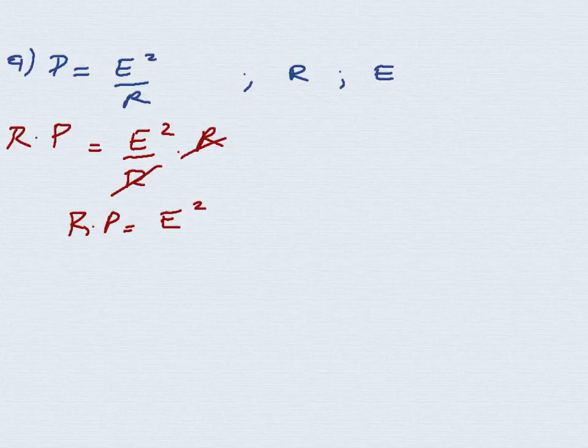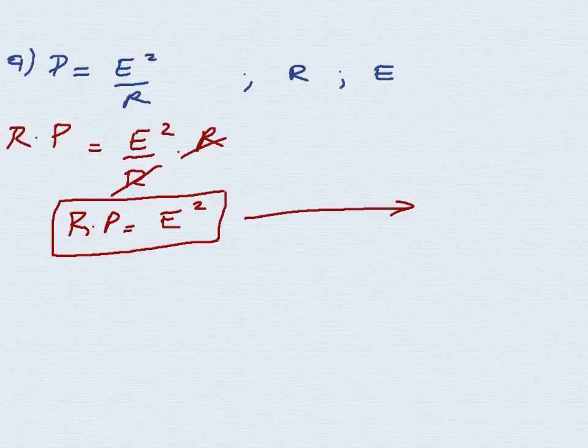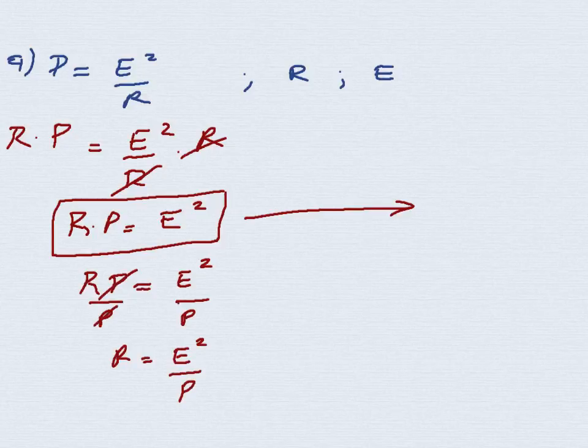Once you get the R moved, you can use this form with no fractions to solve for either E or R, based on the two questions you are asked. So to solve for the R, what I would do is get rid of the P, because the P is multiplied by R. I'm going to divide both sides by P. And you're done. R equals E squared over P. And that's the first one completed.